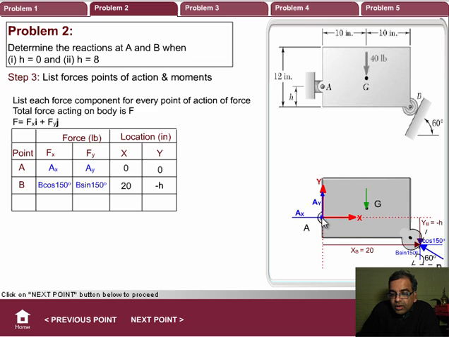From here to here, XB is 20, YB is minus h. You can see that. That's 10 plus 10, 20 inches, minus h. So 20, minus h.